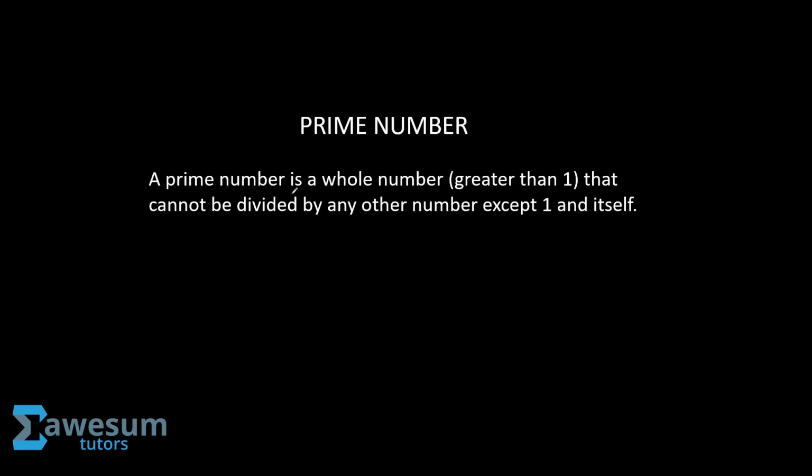A prime number is a number usually greater than 1 that cannot be divided by any other number except 1 and by itself. Take note of these three things. They are usually greater than 1. They can only be divided by 1 and by itself.